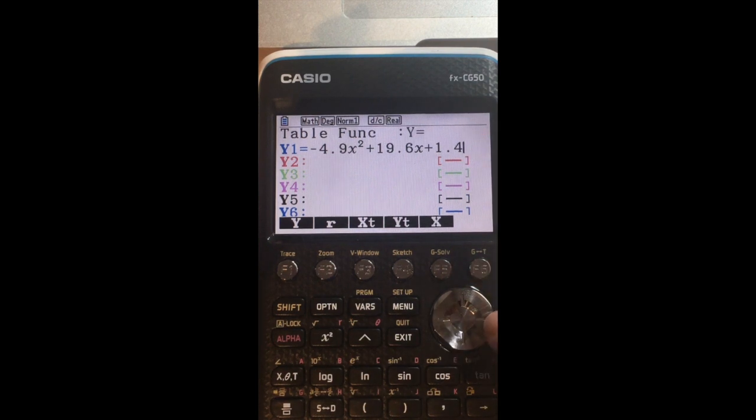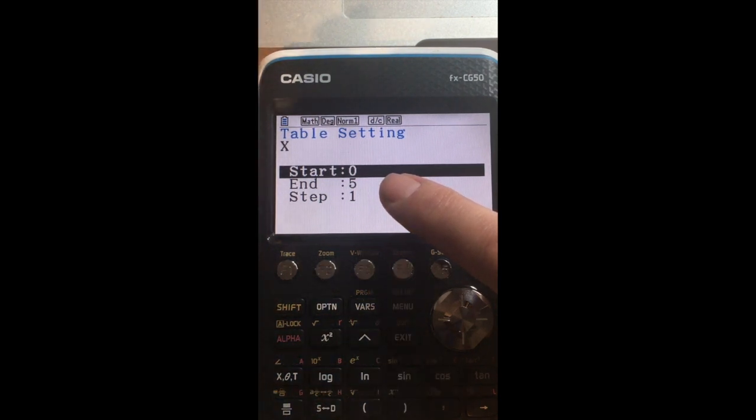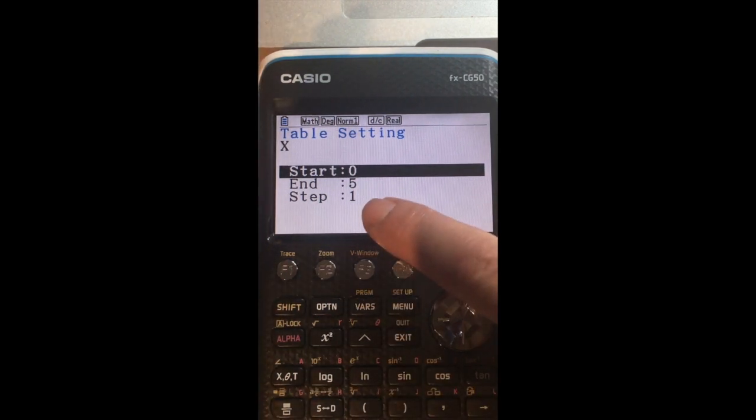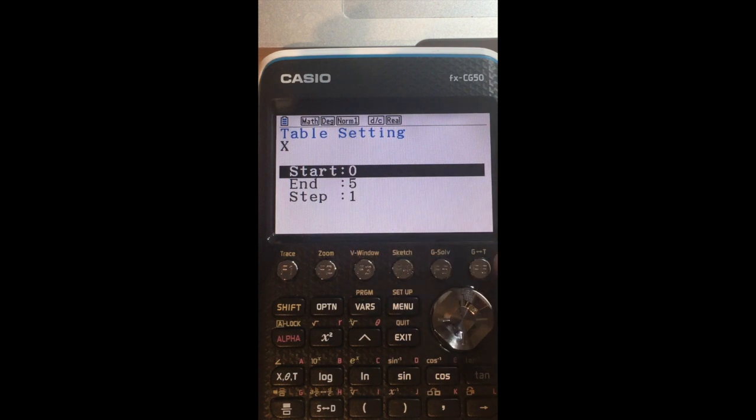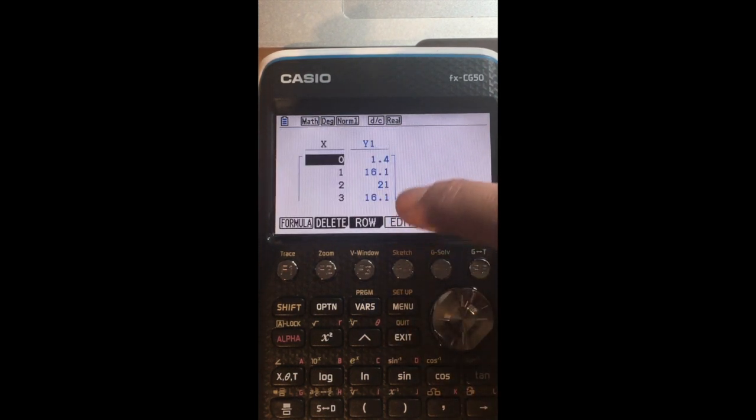Now I'm going to go to the table. Here I can set the table, and I've set it to start at 0 because one of the questions is what is the height at t equals 0, and I'm going up by 1. Now I press table, and it gives me the values that I need. Find the height at t equals 0, that's 1.4 meters, and t equals 2 seconds is 21 meters.